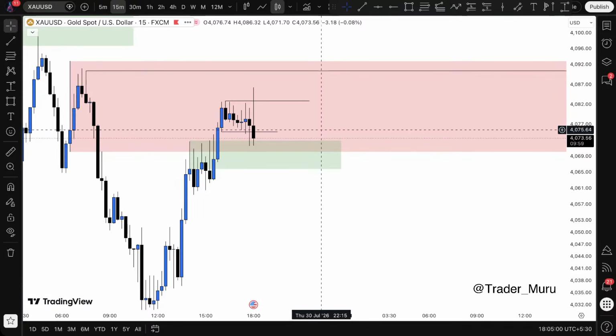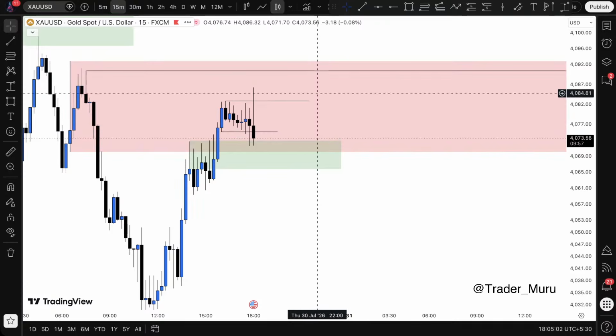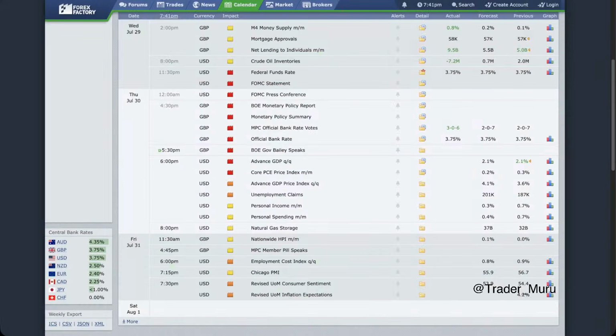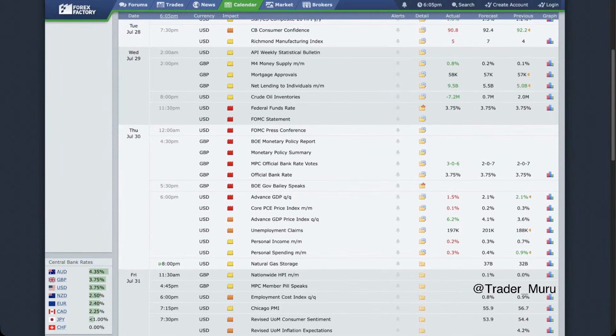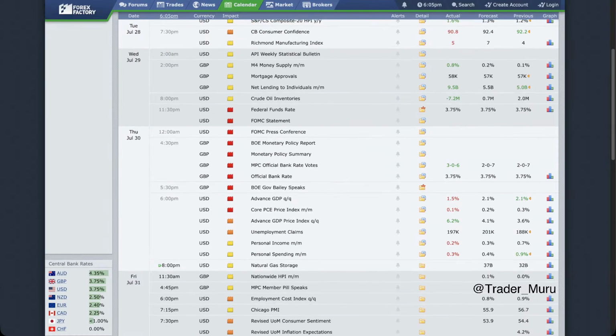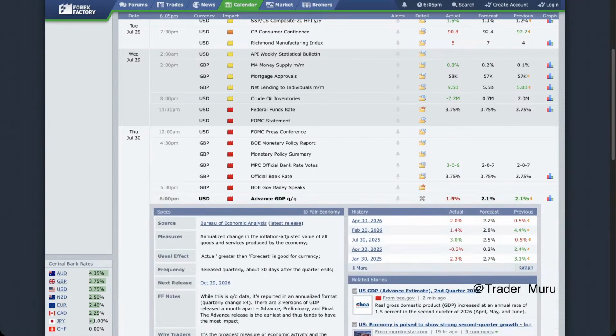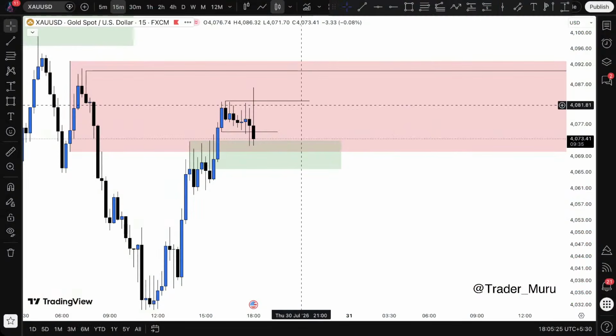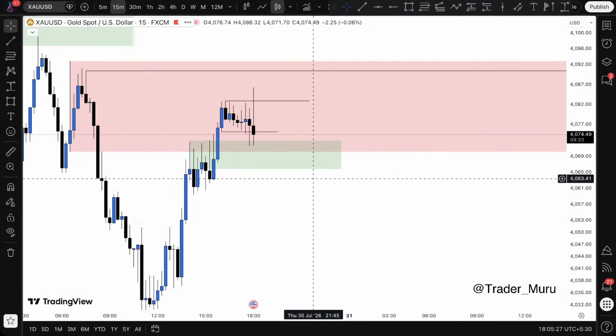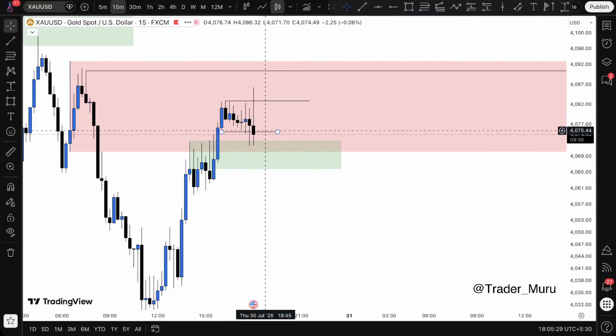Slightly bullish for gold. Guru, what's your opinion? News is here, and if we watch the news, you can see here, greater than the forecast is good for the currency, so we are getting less than, so it is a little bit bullish for gold. We will watch it. Still we don't have any candle closing, so we will wait for candle closing first.